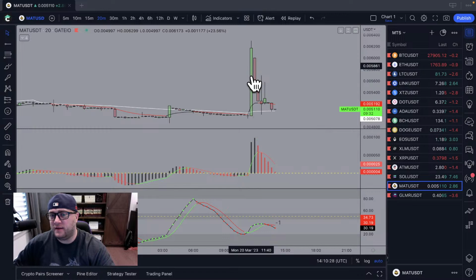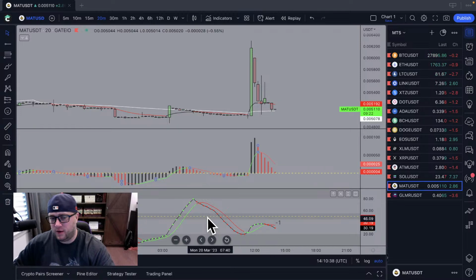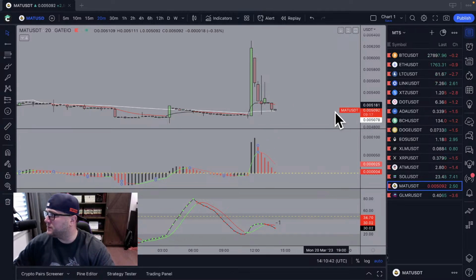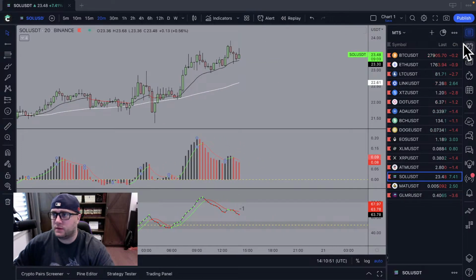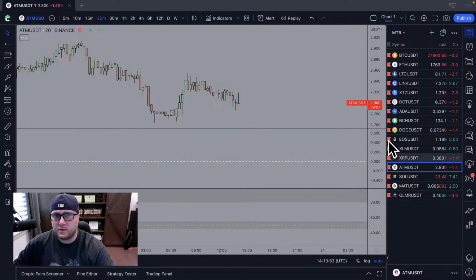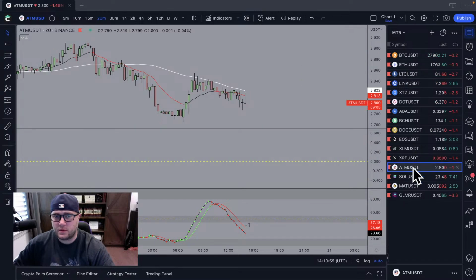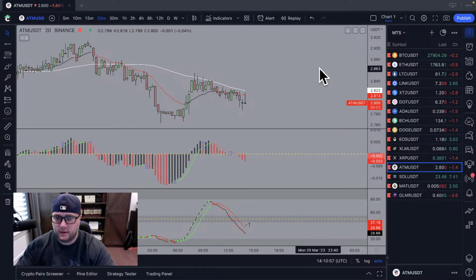You know this ain't gonna stay there because your oscillators are pointing down. All your oscillators are pointing down. Your histogram got a little whacked off because of the whole pump. But look, this oscillator is telling you, hey, this is baloney. This is just a pump. And look what happened. Pump, dump on you. This is ATM.